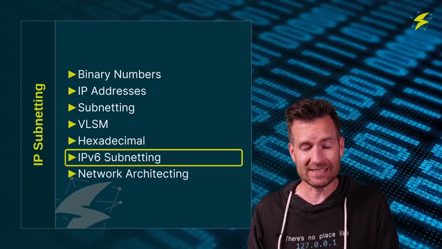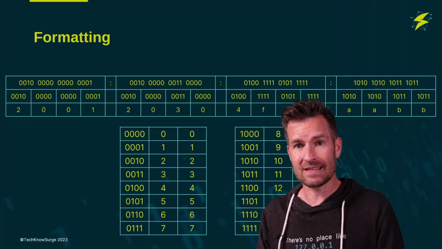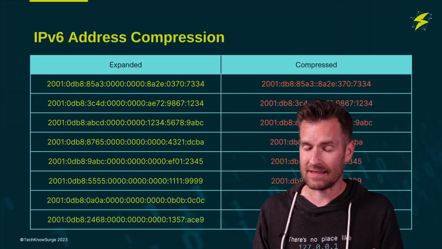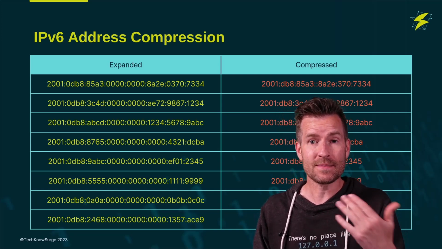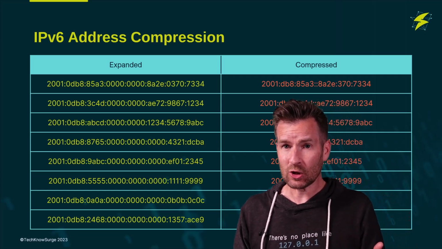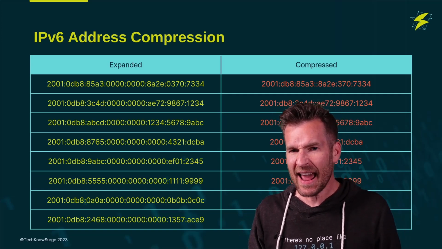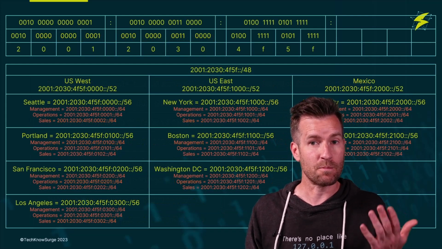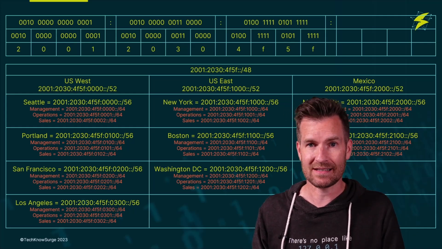With IP version 6 addresses, we took a look at the formatting of those addresses and how we form those addresses. We took a look at a lot of different address ranges and how it comes up with those IP version 6 addresses. We also took a look at compressing those addresses and expanding those addresses. And then we got into subnetting, both basic subnetting and more advanced subnetting with IP version 6 addresses.